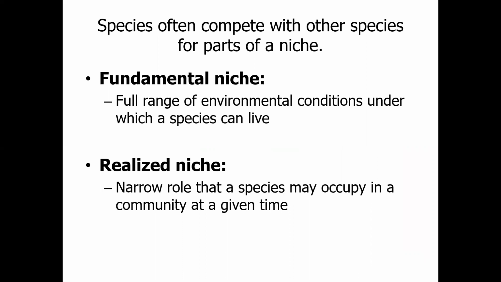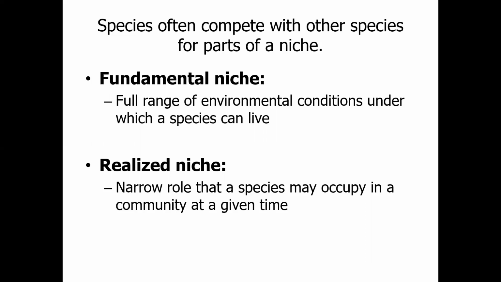So, there are two types of niches that any species can have. You have what's called a fundamental niche, and you have what's called a realized niche. The fundamental niche is all of the environmental conditions that a single species can live under. So the entire plethora of different environments it could live in, different food sources it could have, different conditions it could tolerate.